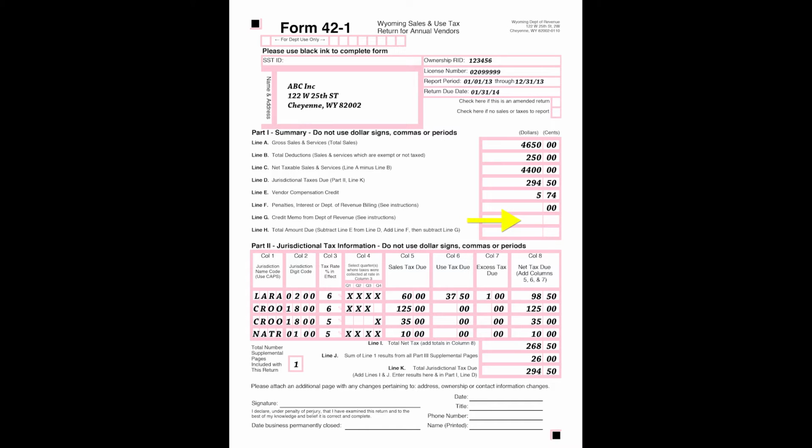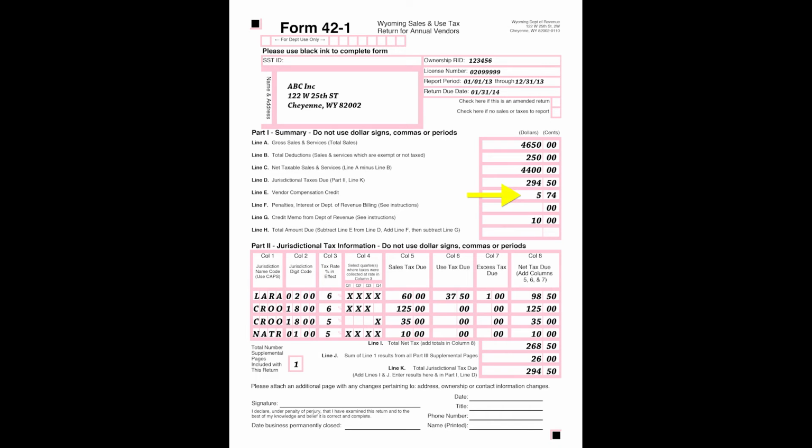Line G is for a credit memo. You can receive a credit memo from an overpayment or a vendor compensation credit that was not used, or even an amended return on the account. It is always advised that if the state shows a credit listed on your return, that you contact the Department of Revenue to verify that the credit amount is accurate. In this case, the vendor has a valid credit on the account of $10.